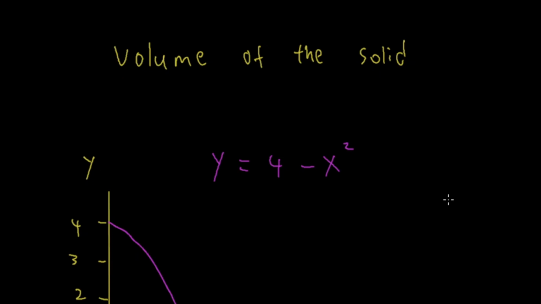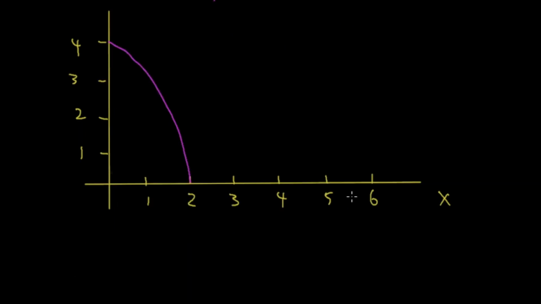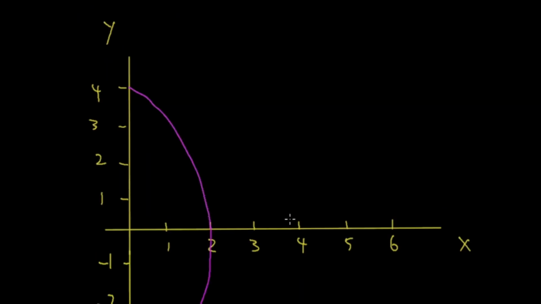Let's find the volume of the solid formed by the curve y equals 4 minus x squared. Here's the graph, and here's the curve y equals 4 minus x squared. Now we know that this curve will revolve around the x-axis, so it will extend down here. So how would that look? It will look like this.